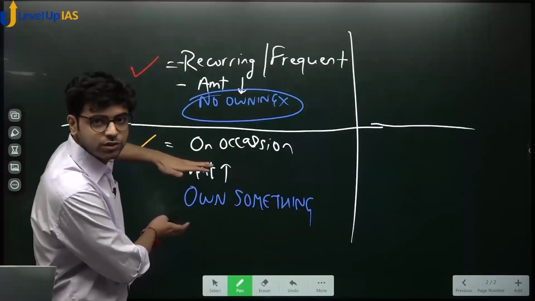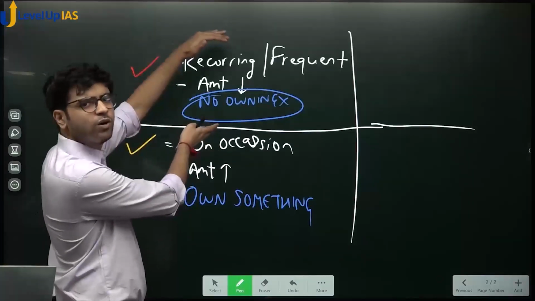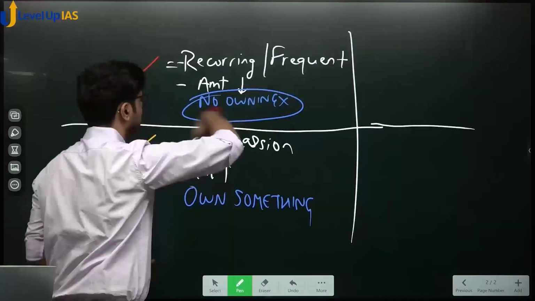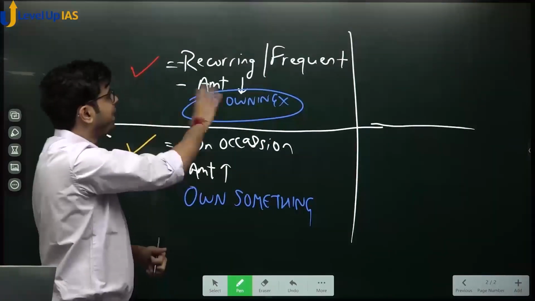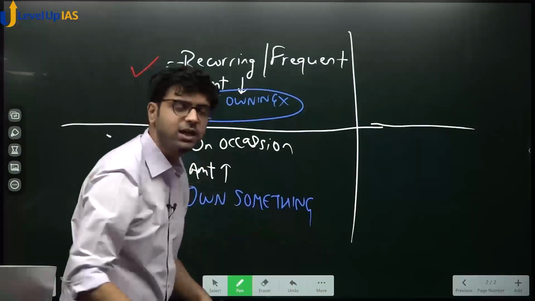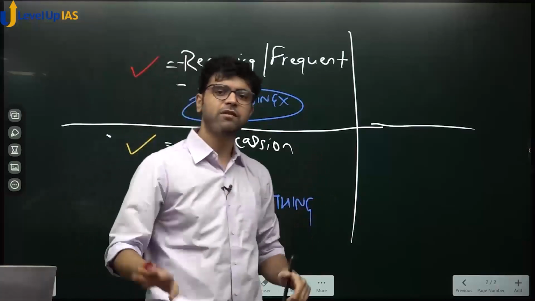Because the amount is huge. Yes or no? Because you put in a lot of effort on this. You put very little effort on this. This is coming and going. This is regular. Okay? These transactions where it is recurring or frequent, where the amount is lower, where you don't own anything, are common transactions. Can I write these are common? These are common transactions, happening in everyone's life.